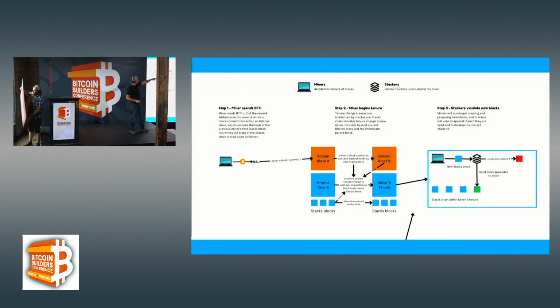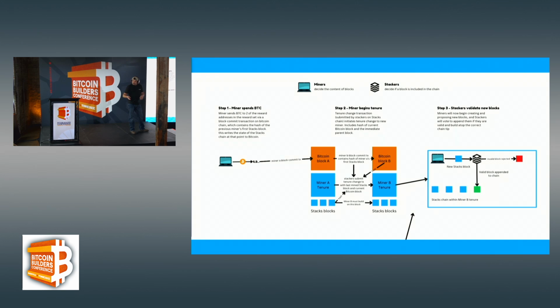Stacks block production, we have 2 main parties, miners and the stackers. Step 1, miners are going to spend their Bitcoin. They're going to send it to one of those reward addresses. The stackers are going to pick up on that block commit transaction, which happens on the Bitcoin chain. They're then going to initiate that tenure change transaction, which is going to include the last mined stacks block. Then the miner B is going to include that tenure change transaction in their first mined block. Stackers are going to pick that up, append it, and then the miner will begin producing and proposing blocks from there. And then stackers will either approve and append it or reject it based on the validity of the protocol. So that's the big picture of how the block production mechanism in stacks works.